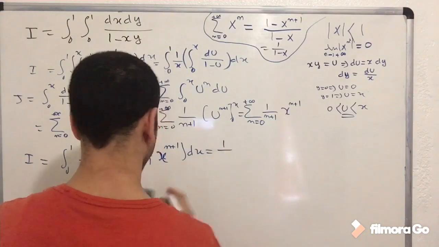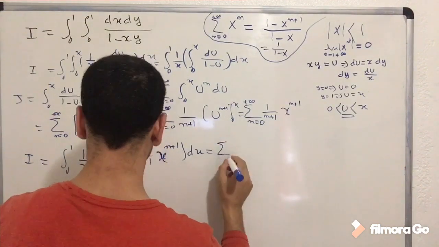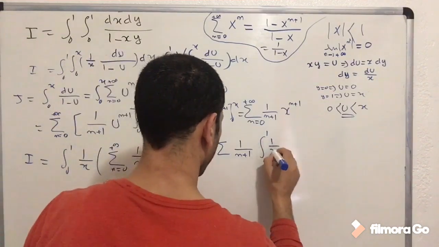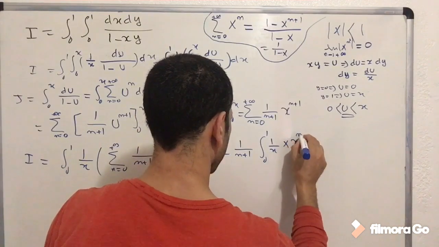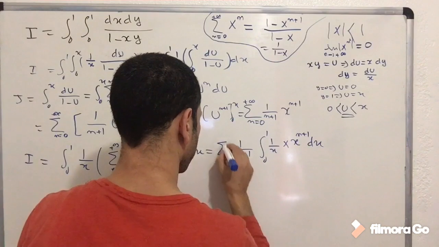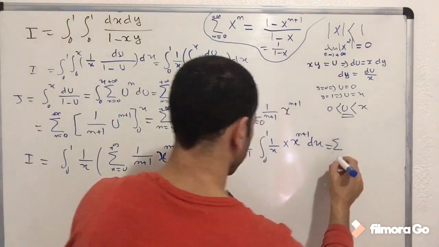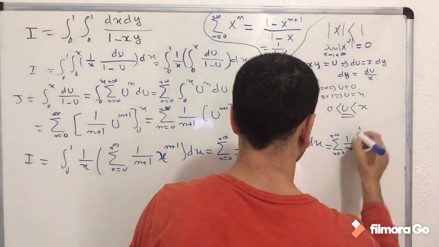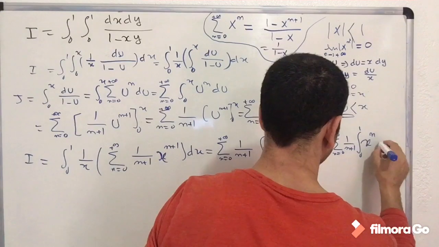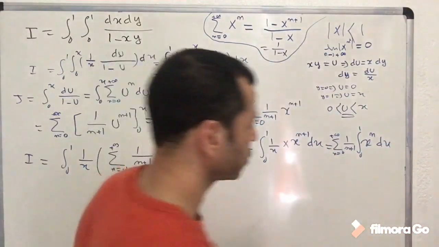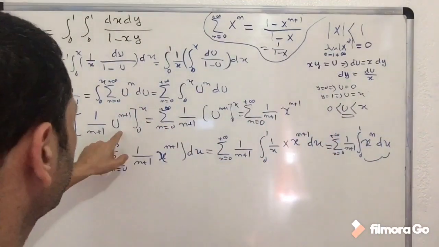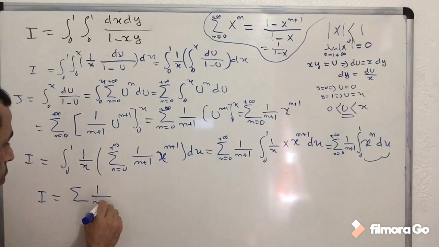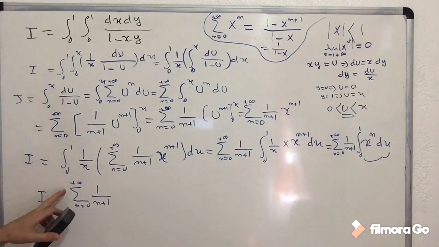So our new integral becomes the sum of 1 over n plus 1, the integral from 0 to 1 of 1 over x multiplied by x to the n plus 1, dx. This one becomes 1 over n plus 1, to infinity. In this integral, we're going to cancel out x here, it becomes x to the power of n, dx. Now this is easy to calculate. This one, what is this? It's the same thing we did before. So I equals the sum of 1 over n plus 1 from n equals 0 to infinity.